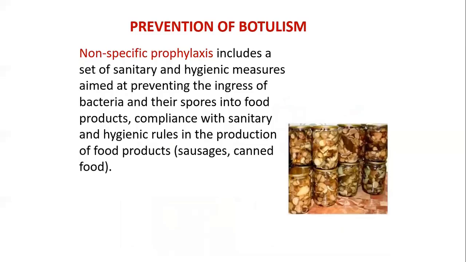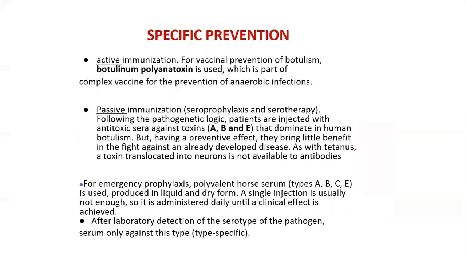Prevention of botulism. Non-specific prophylaxis includes a set of sanitary and hygienic measures aimed at preventing the ingress of bacteria and their spores into food products. Compliance with sanitary and hygienic rules in the production of food products. Specific prevention. Active immunization. For vaccinal prevention of botulism, botulinum polyanatoxin is used, which is part of a complex vaccine for the prevention of anaerobic infections.